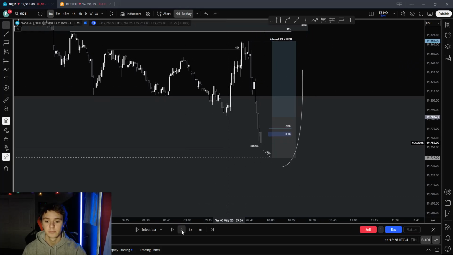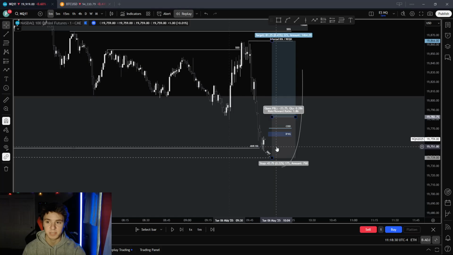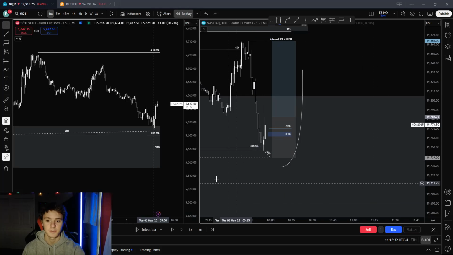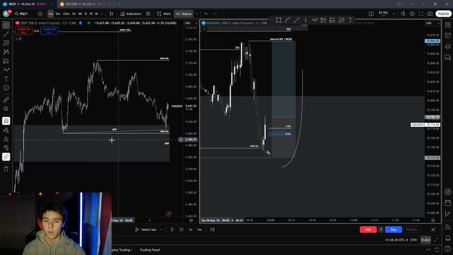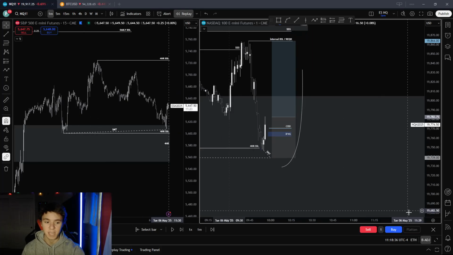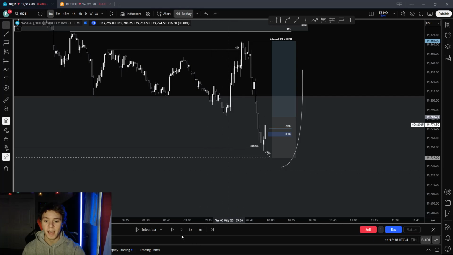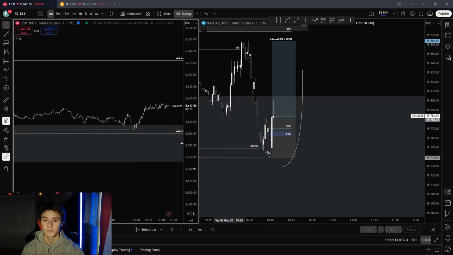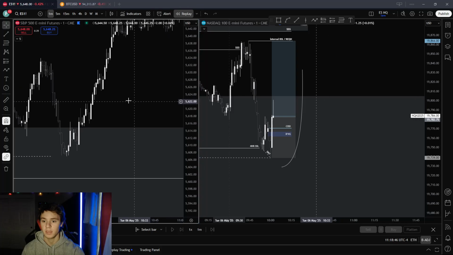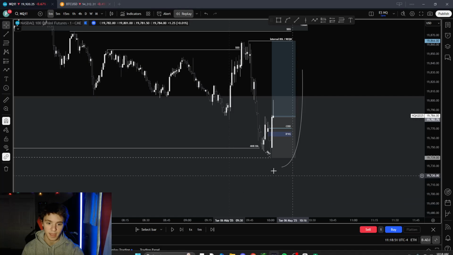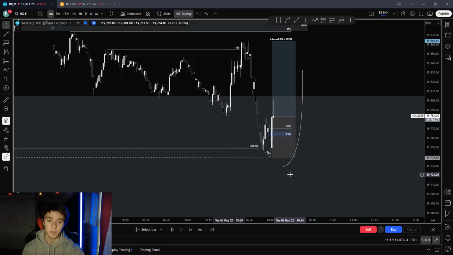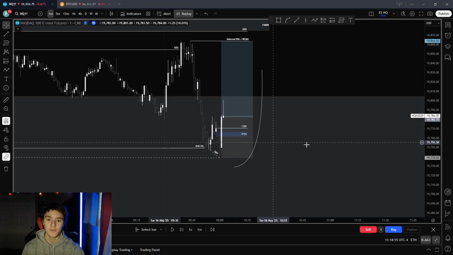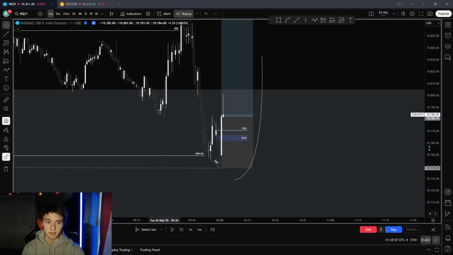And so at this point, we form an SMT with ES. ES never took this 4-hour low. So we have that high time frame SMT, as well as we put in an internal SMT with ES as well. If we go to the 1-minute chart, ES made a higher low right here, NQ made a lower low. So we have that 4-hour SMT, and we have this 1-minute internal SMT, and then we have an inverse fair value gap, change in the state of delivery.